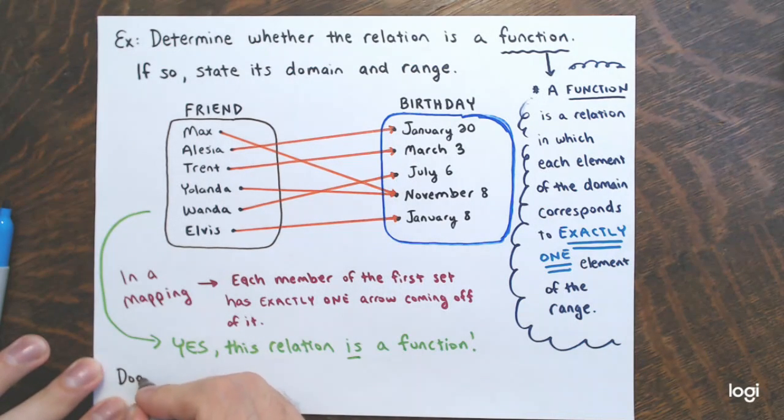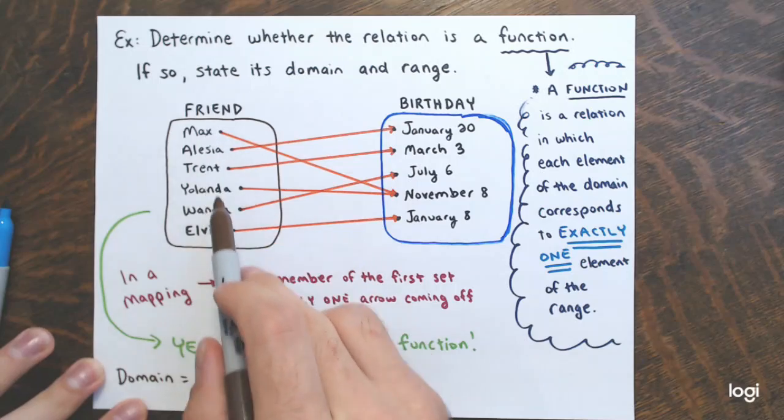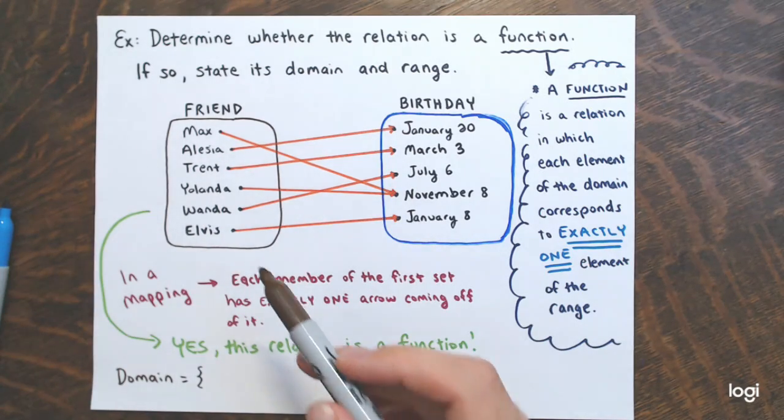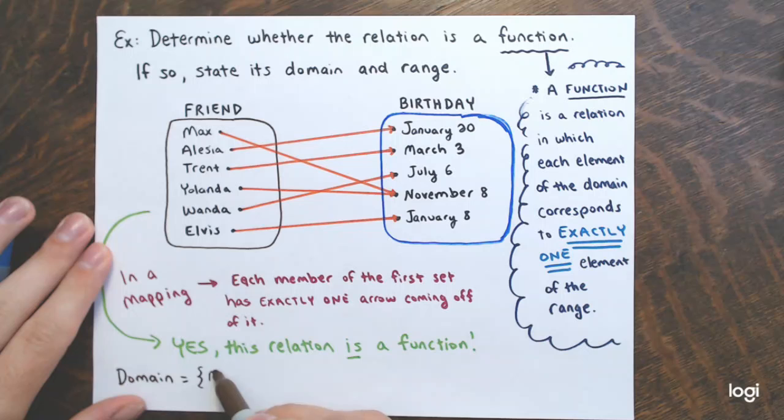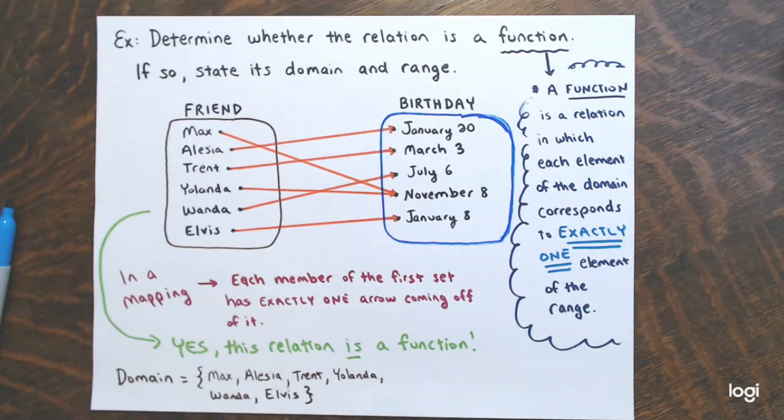All right, so the domain of this relation, of this function, now we know it's a function, is the set of, again, all the elements in the first set that correspond to elements of the second set. So just all these people, all these friends. Max is in the domain, Alicia is in the domain, Trent, Yolanda, Wanda, and Elvis. All 6 of those people, and then close the set, belong to the domain of this function.